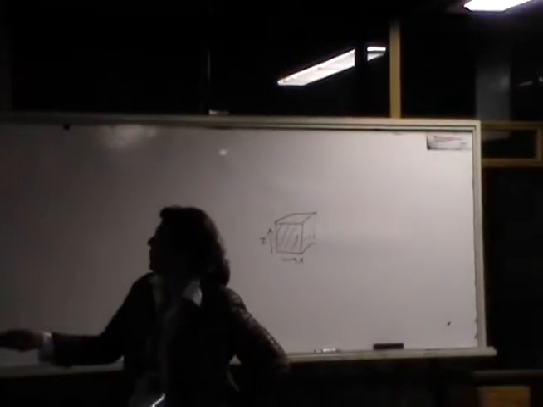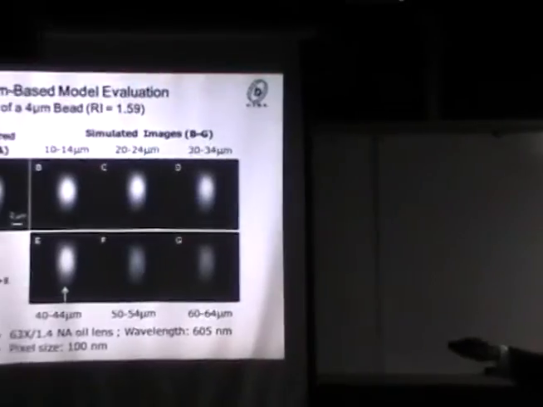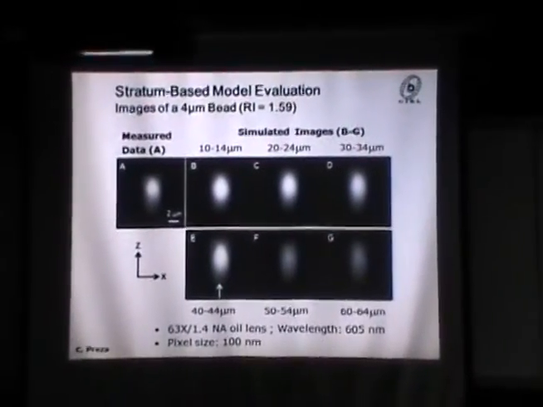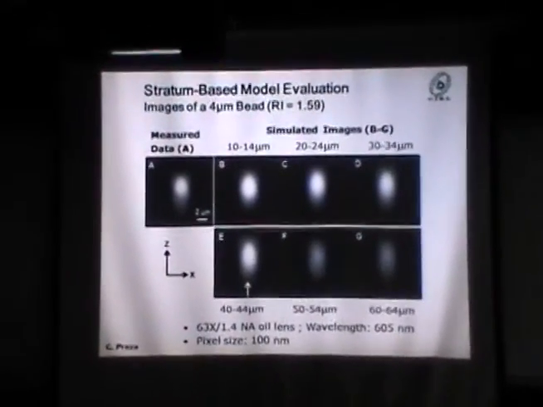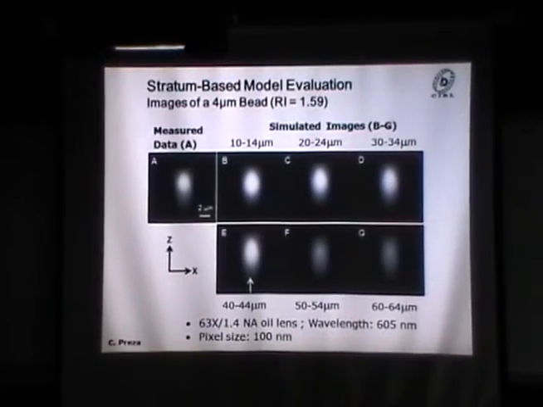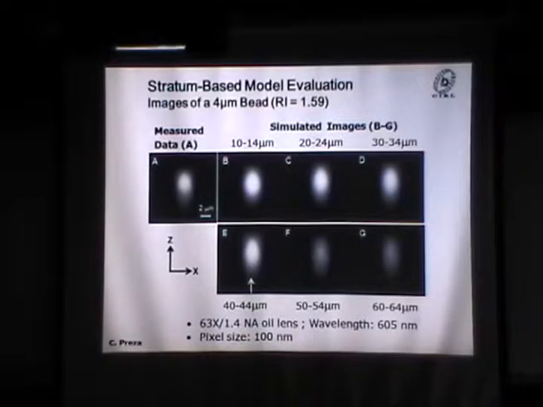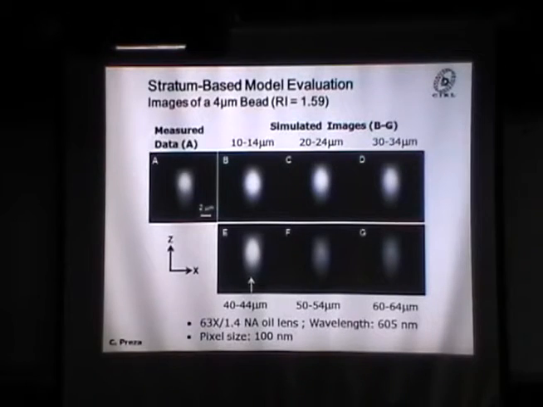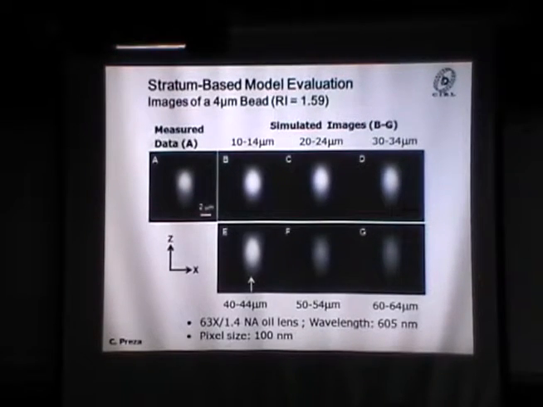This is a measurement. The first image is from a 4 micrometer bead. We know its refractive index is 1.59, and we're using an oil lens, which has a refractive index of 1.515. So there's a difference in the refractive index there. And so you see that this image is not symmetric along Z, which is the indication of the presence of spherical aberration.